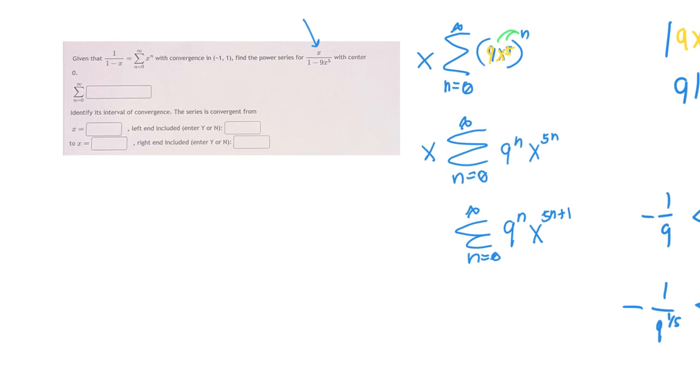So I'm assuming this information here should go there. This is the left endpoint, which is -1/9 to the 1/5. This is the right endpoint, which is +1/9 to the 1/5. And this is no, and this is no.